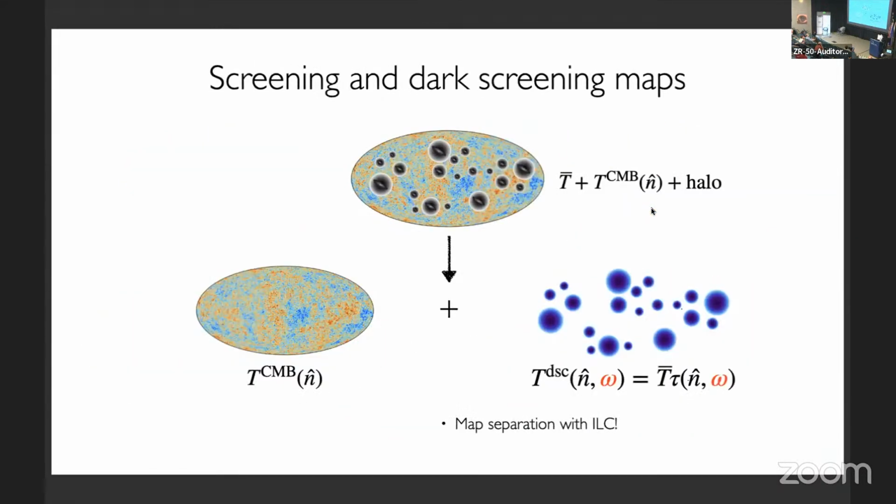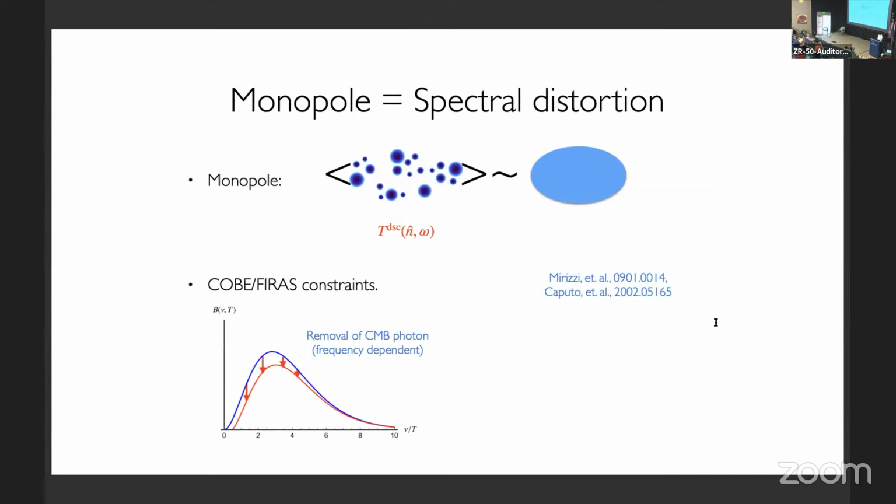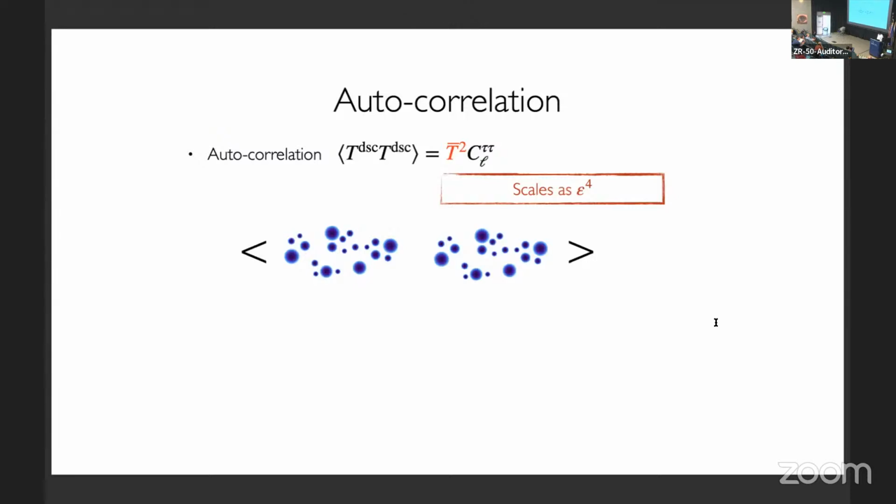Now you have the primary CMB anisotropies, but also these dark screening anisotropies, which is itself a map. We can separate these two anisotropy maps by using the frequency dependence of the optical depths, which means that we can use ILC methods that we heard about on Monday to separate the dark screening map from the CMB primaries. With these maps, we can do a lot of things. The first thing we can do is just take the average. This is what people have done before. Since you are removing photons in a frequency-dependent way, this basically leads to a spectral distortion. But since we have done all the hard work to get the map, we can do something smarter.